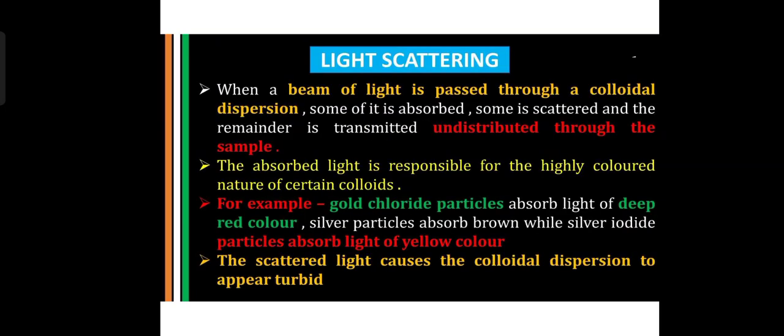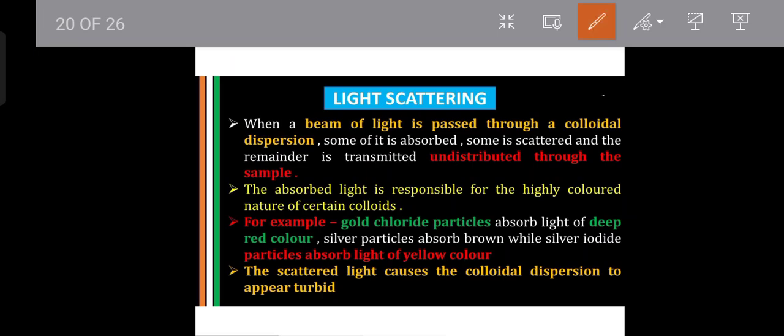As I have already discussed in the Tyndall effect, light scattering is a phenomenon where the light is scattered by any kind of dispersed phase, or the particle. When a beam of light passes through any colloidal dispersion, some light may be absorbed, some may be scattered, and some portion is transmitted.